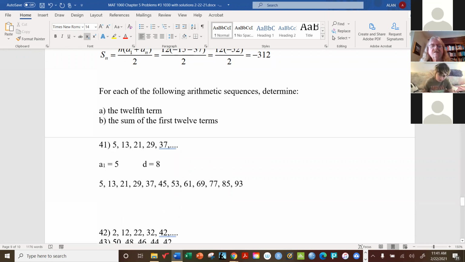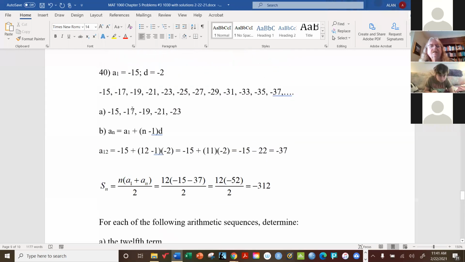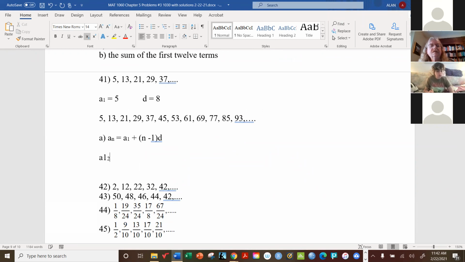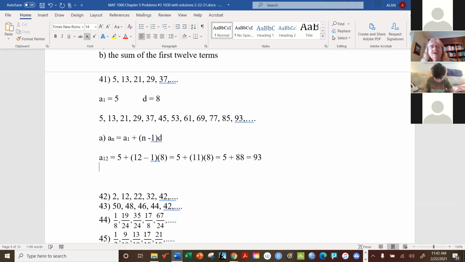Let's see, is that 12? 1, 2, 3, 4, 5, 6, 7, 8, 9. It sure is. So the 12th term, but as usual, we'd like to use the formula if we can. We're getting pretty good at this. So A12 would have been 5 plus 12 minus 1. The common difference is 8. So that's 5 plus 88, 93.